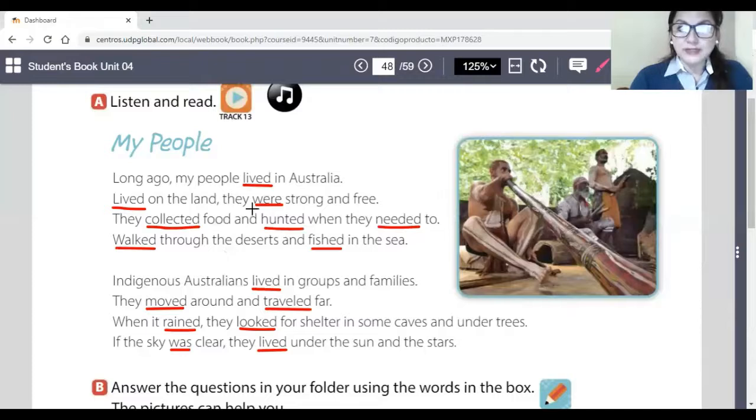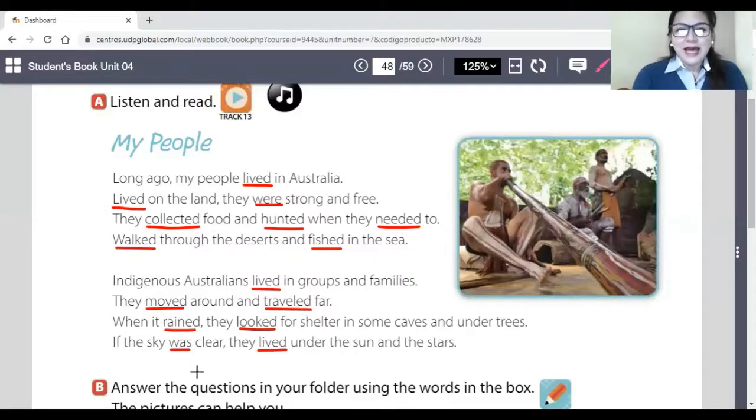As you can see, we have some regular verbs and some irregular verbs. The irregular verbs are was and were, right? And the regular verbs are lived, collected, hunted, needed, because they have the ed ending, okay? They end in ed. Remember that those are the regular verbs.